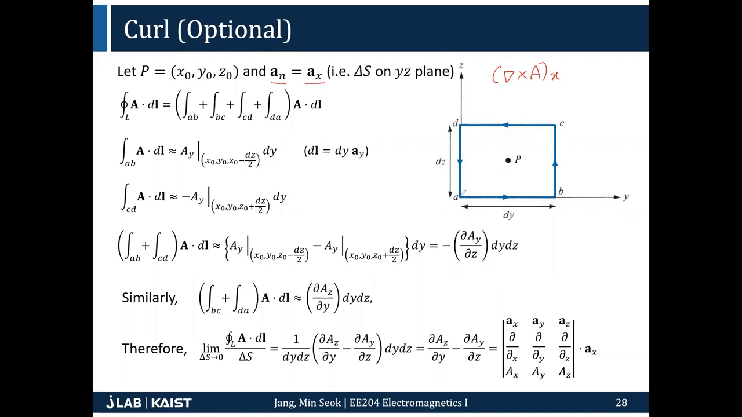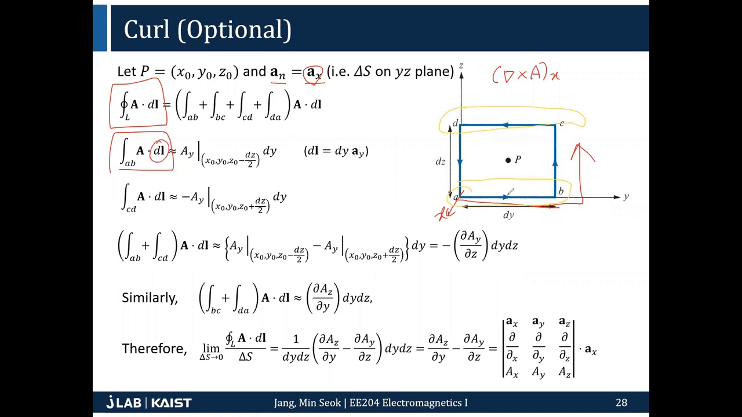Because we set x as our surface normal vector, that automatically determines your path integral direction by the right-hand rule. So your path integral should be performed in the counterclockwise direction, right? Because you set this A as A_X. Now, when you calculate this line integral, you have a, b, c, d. For simplicity, let's do just a, b and c, d. So we just want to do this and that. And then A dot dl.